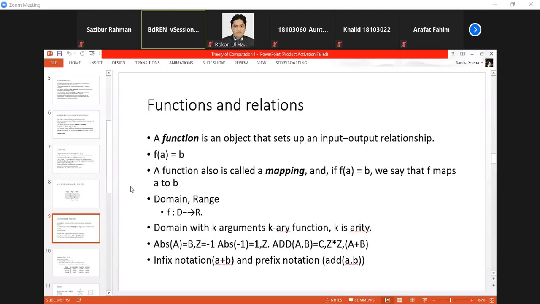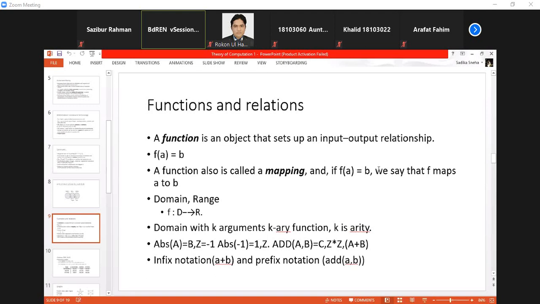How can we say that? We can say that f is a function which maps the value of a to b. Function f maps a to b. There is one important topic now. What is domain and what is range? Domain are all the possible inputs for a function, and range is all the possible outputs for a function. Domain means what are the possible inputs for a function.